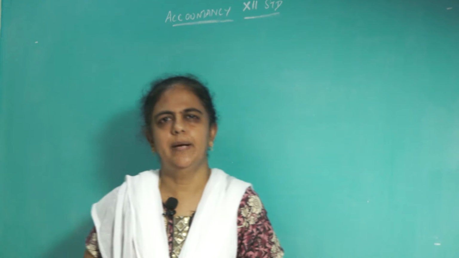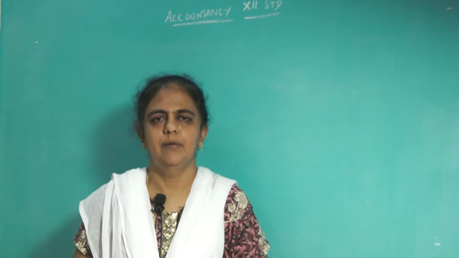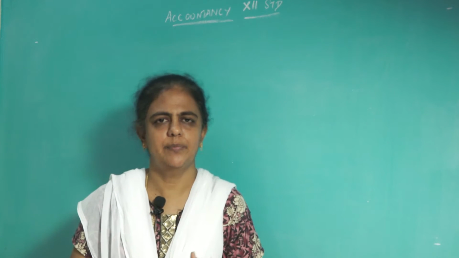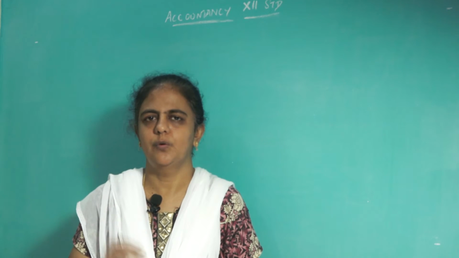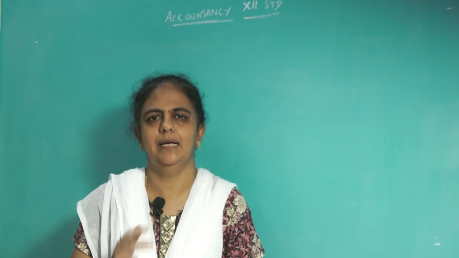So, you are asked to prepare necessary ledger accounts. Necessary ledger accounts means what are the two ledgers we prepared? We are preparing revaluation account and capital account. So, first we will see how to prepare revaluation account. Already I told you to prepare revaluation account, you have to take the adjustments given below the balance sheet.